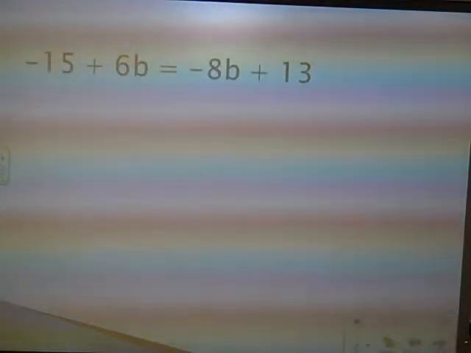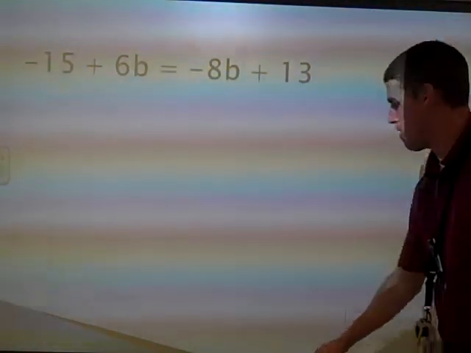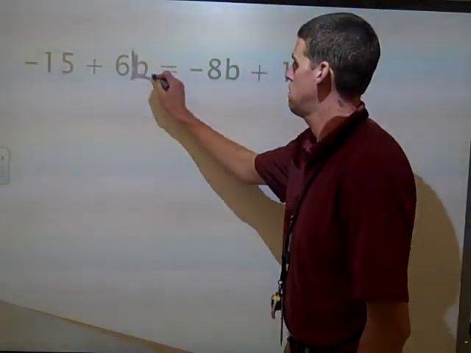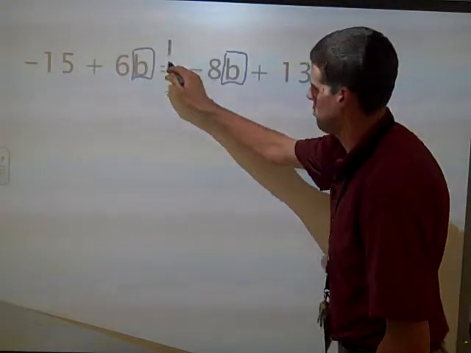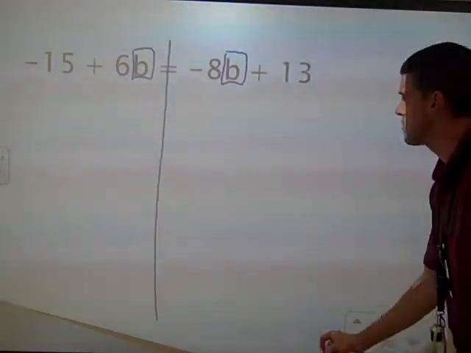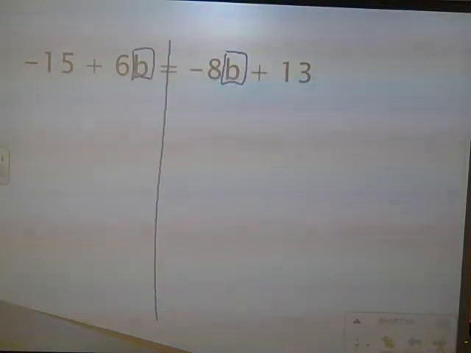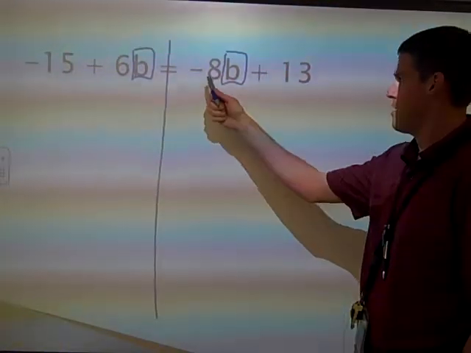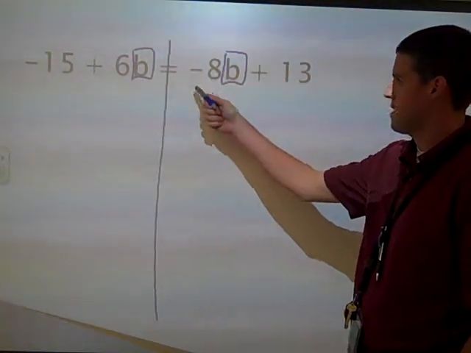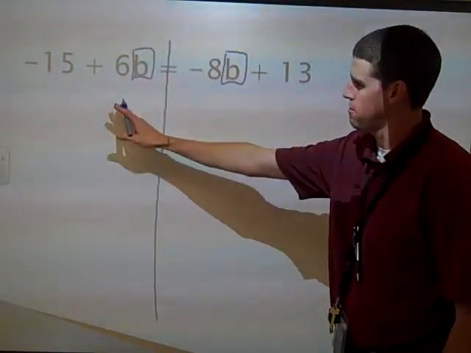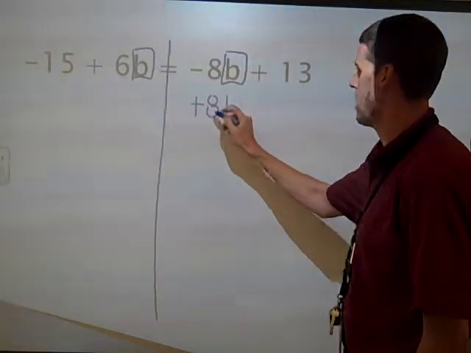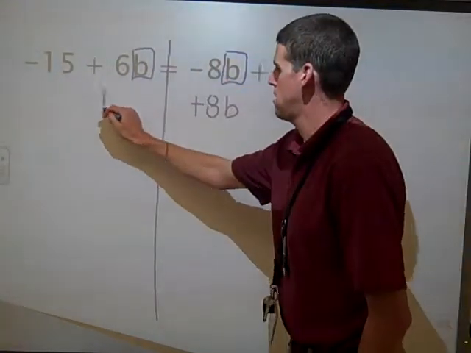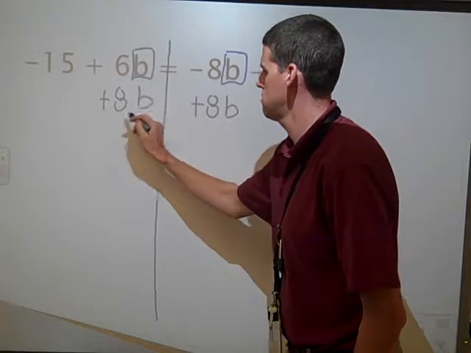Negative 15 plus 6b equals negative 8b plus 13. So I'm going to go ahead and box my variables. I have b's on both sides. Go ahead and draw a line right down the middle. And I'm going to go ahead and decide which way I'm going to move. I have a negative 8b over here and a positive over here. So I'm going to move this negative over here so it's a little easier to work with my positive. So I'm going to do plus 8b because there's a negative there. I'm going to add 8b on both sides.